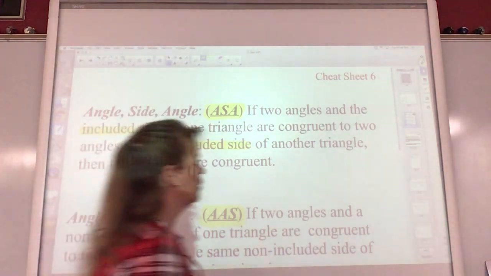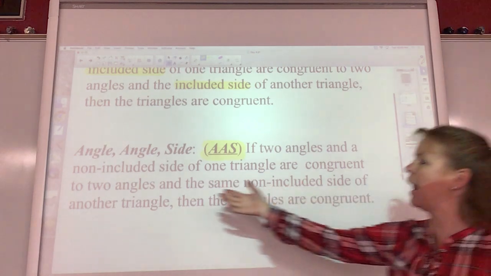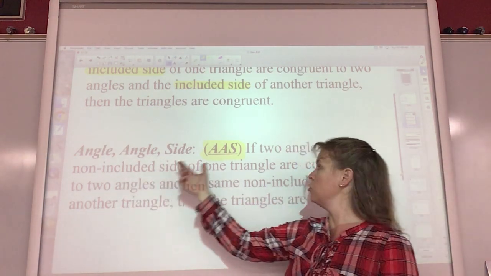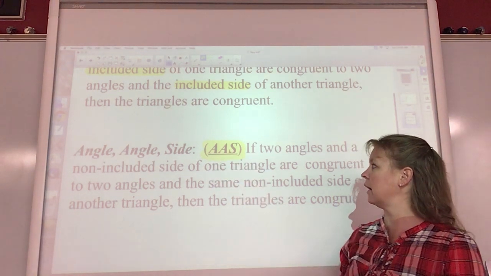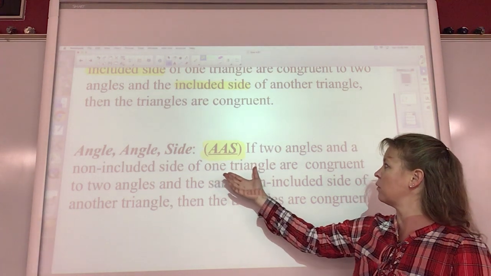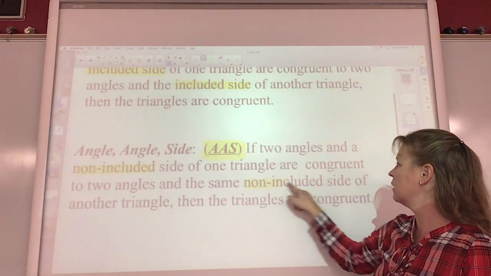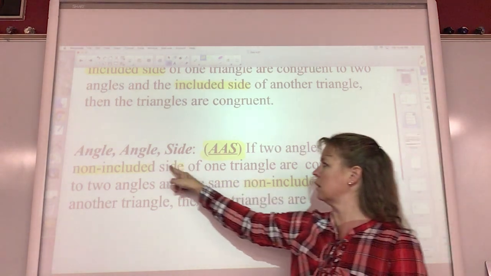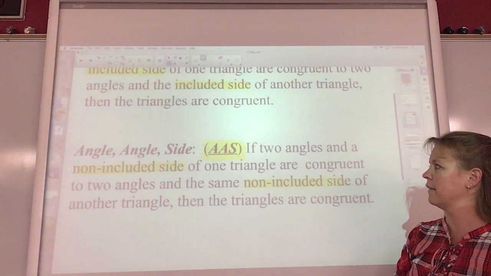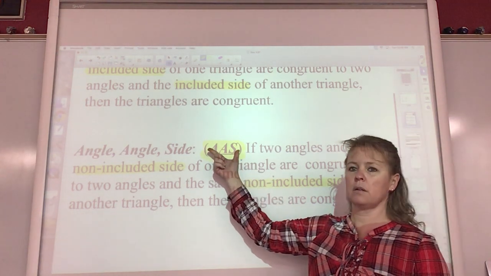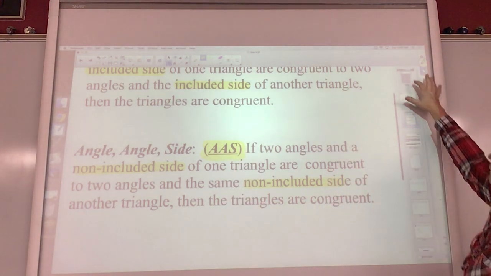And we'll practice that. The other one is angle, angle, side. If 2 angles and a non-included side. So when you draw the side and it's not touching both angles, it's angle, angle, side. If 2 angles and the non-included side of one triangle are congruent to 2 angles and the same non-included side of the other, it has to be the same non-included side. They have to go in the same order. Then the triangles are congruent. How will you answer the congruence theorem? AAS, ASA. Nothing more complicated than that.